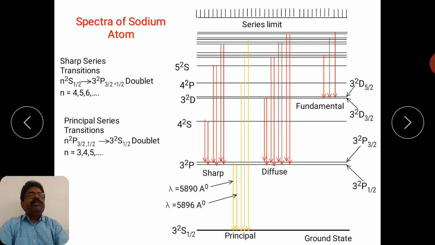So the principal series is because of these transitions from 3 doublet P to 3 doublet S 1/2, that is the ground state. So 3P, then 4P, 5P, 6P, and so on. All these yellow lines represent the principal series.